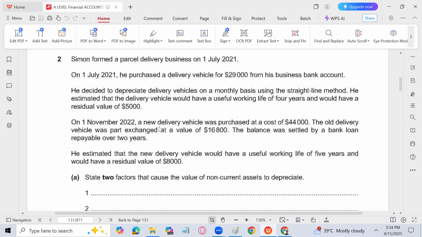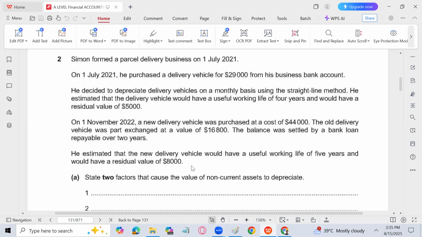On 1st November, a new delivery vehicle was purchased at a cost of 44,000. The old delivery vehicle was part exchanged at a value of 16,800. The balance was settled by a bank loan repayable over 2 years. He estimated that the new delivery vehicle would have a useful working life of 5 years and a residual value of 8,000. This has never happened in the past, that in the same question we are given two different useful lives and two different residual values for different assets.